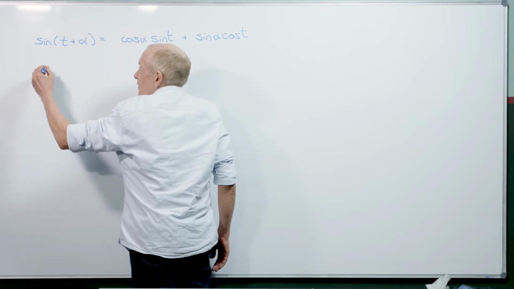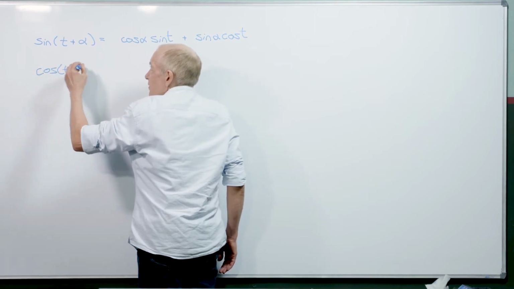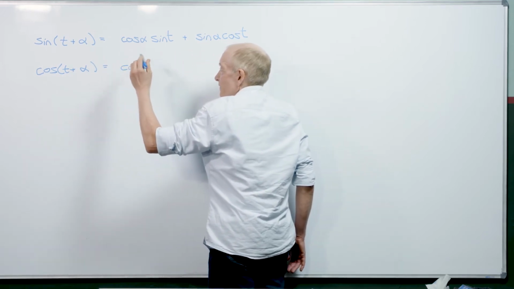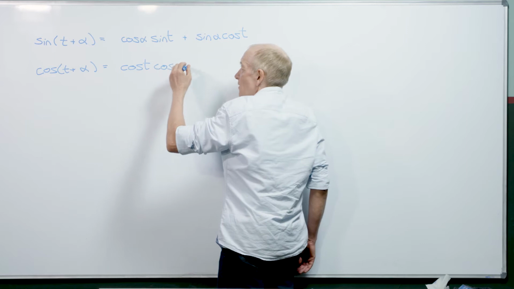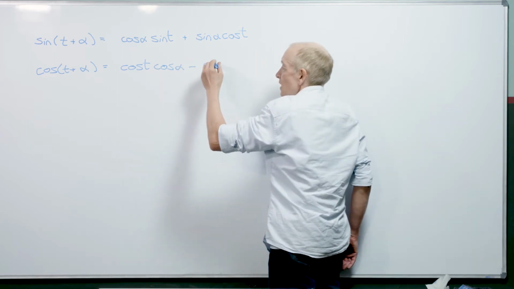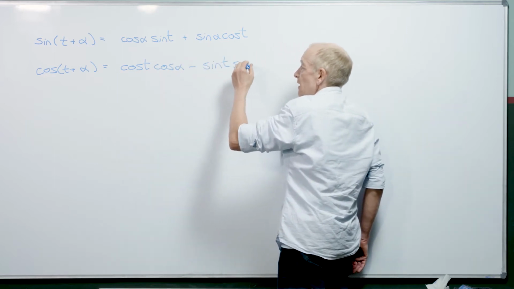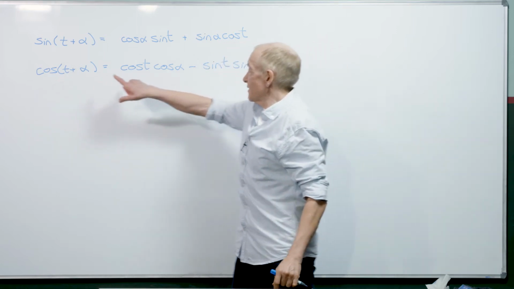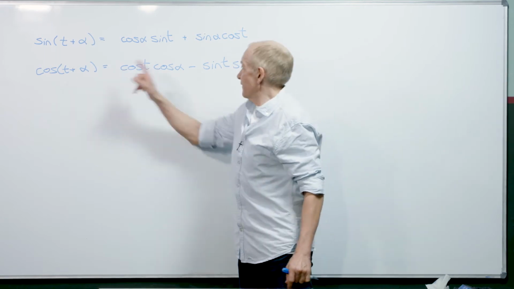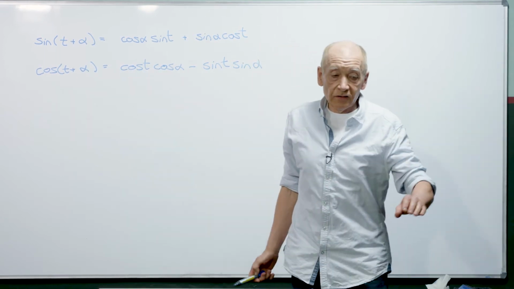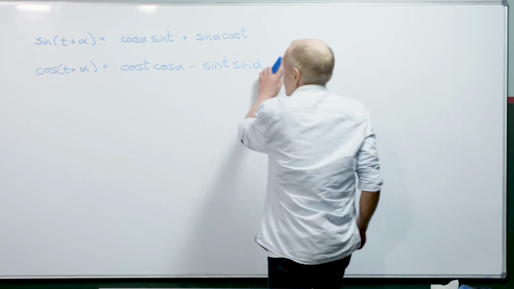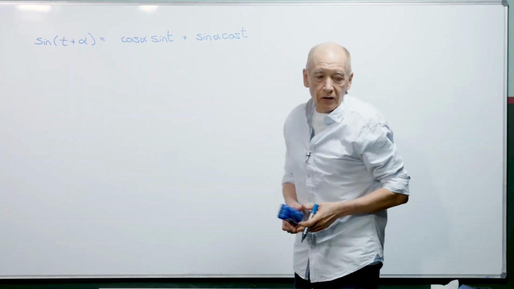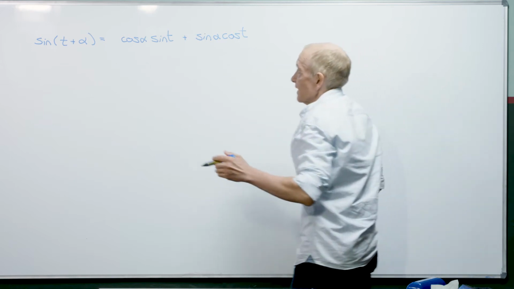And by the same token, cos of t plus alpha is cos of t, cos of alpha, minus sine of t, sine of alpha. So a good way to remember this is that cos is the same function but different signs. In this video though, we're just going to concentrate on the sum of two angles for a sine function.